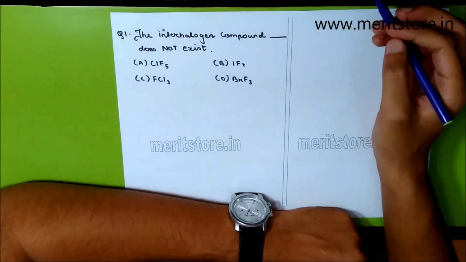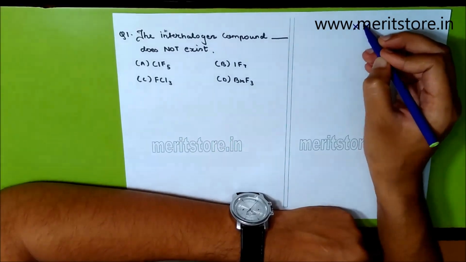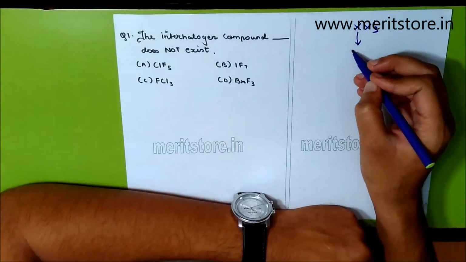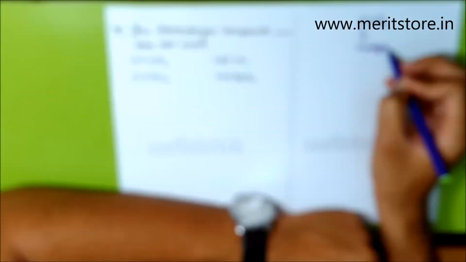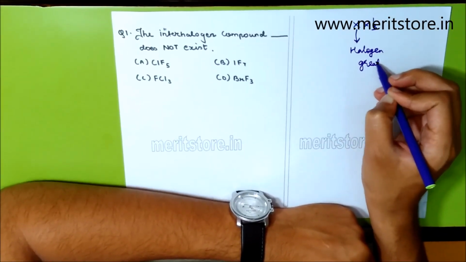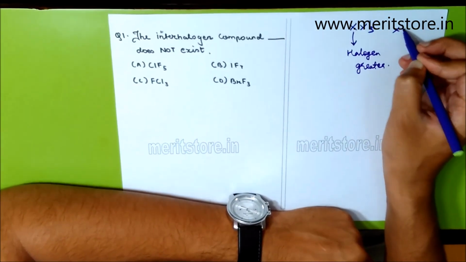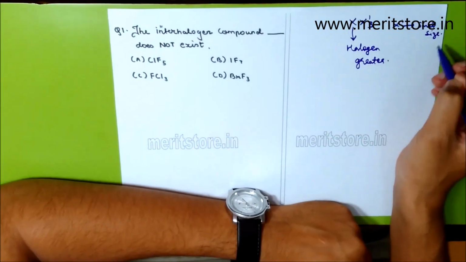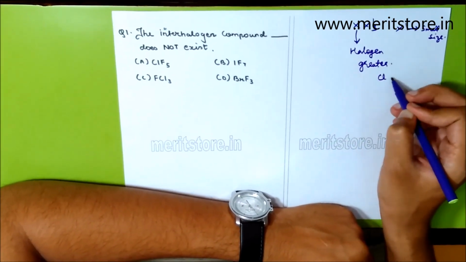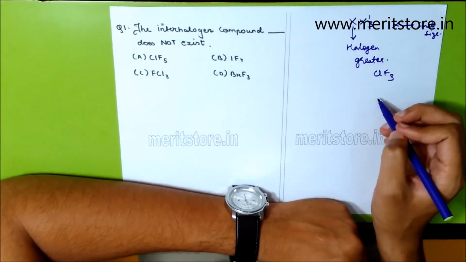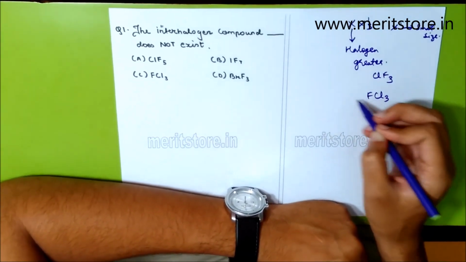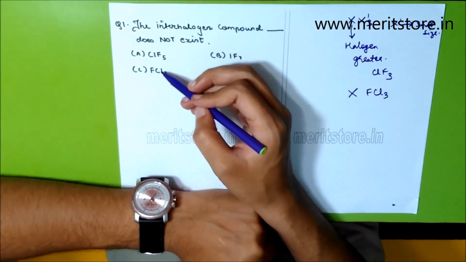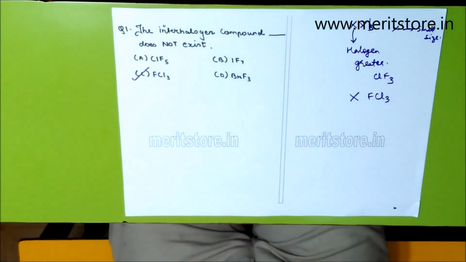Okay. The interhalogen compound of type XX'3, of which X is the halogen which has greater size and X' is the halogen with smaller size. So of this, ClF3 is possible but FCl3 is not possible. So FCl3 does not exist. So option C is the correct answer.